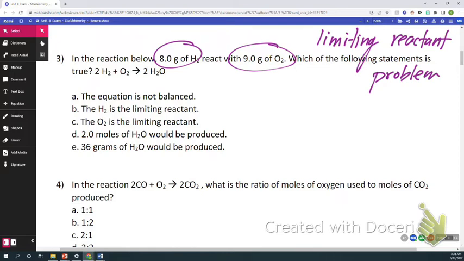Then separately ride the mole ratio train to the product. It doesn't matter which product. Well, this time there's only one product, it's water. Ride both of them to water, then whichever one's a smaller number is the correct amount of water you can actually make. And if you backtrack, you find out which reactant gave the least amount of water, and that's going to be the limiting reactant.